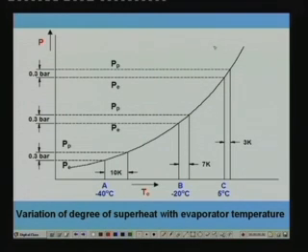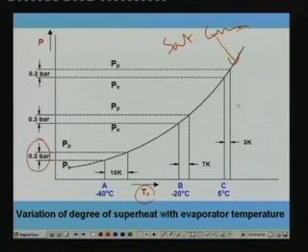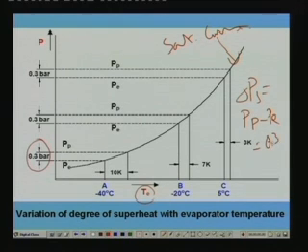This is the saturation curve, that is Psat, and this is pressure versus temperature. Let us say that I have fixed the spring in such a way that I get a delta Ps due to spring, equal to PP minus PE. Let us say that I have set it as 0.3 bar. When the evaporator temperature is minus 40 degrees centigrade, then for this 0.3 bar pressure difference, you get a degree of superheating of 10 Kelvin.